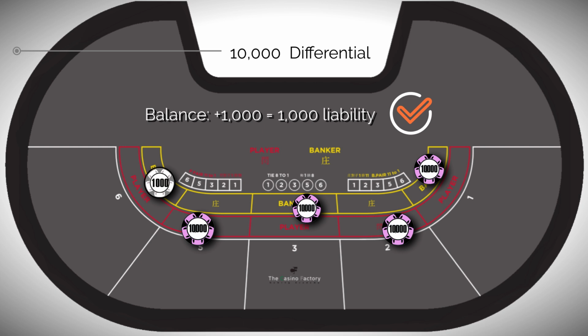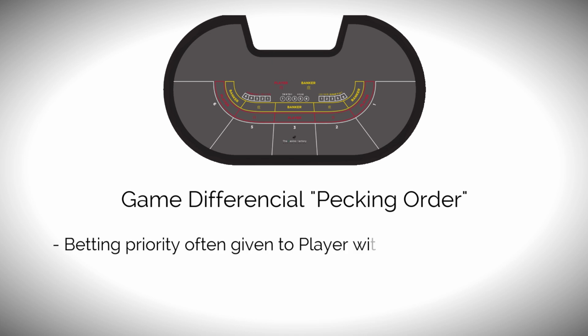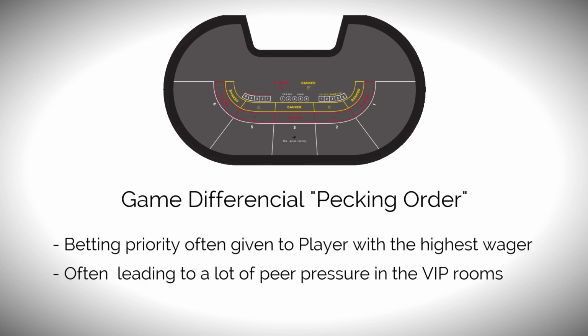On big games, the differential often leads to some very tactful decisions on who can play and who can't. This can be decided by giving priority to the player with the highest wager on the table, thus eliminating smaller bets from the game, which might seem a little unfair. However, this practice is generally only found in the VIP rooms.